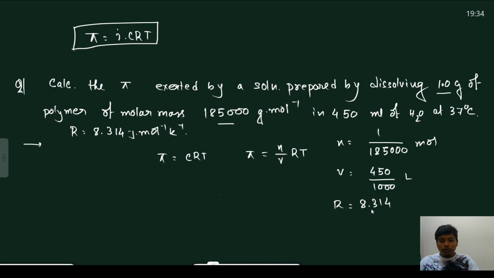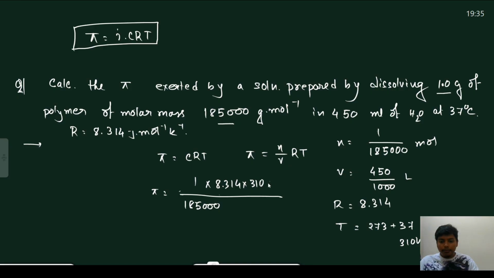R value already I told, 8.314. And T value, T is equal to how much? 37 degrees Celsius. So 273 plus 37 is equal to how much? 310 Kelvin. So just put the values. So pi is equal to 1 by 185,000 multiplied with 8.314 into 310 into 1000 divided by 450. Now calculate what you are getting.